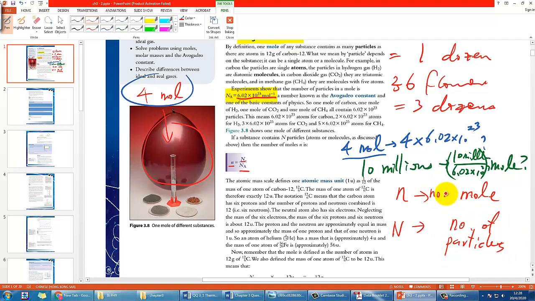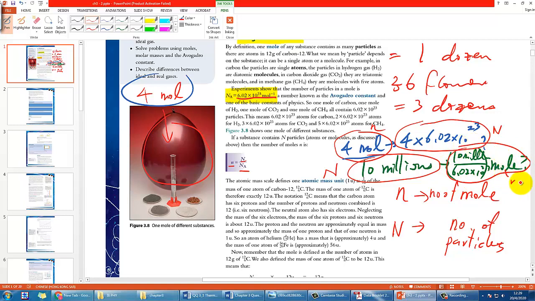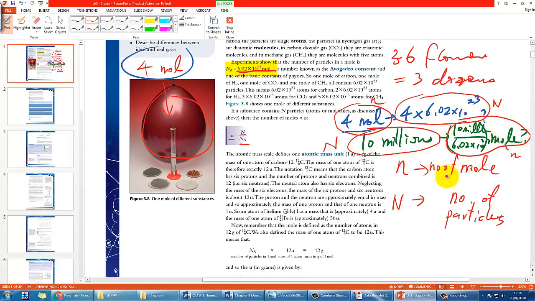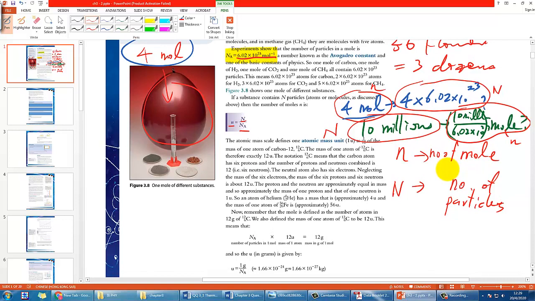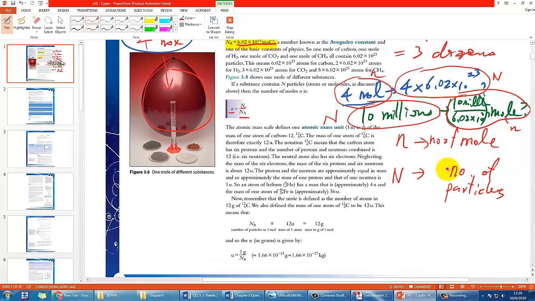Small n, number of moles; big N, number of particles; and the conversion is simply by multiplying or dividing by the Avogadro constant. Taking the example we set, 4 mole is the small n, and 10 million is the big N, and after you calculate this, it will be the small n. Okay, so this will be very useful for your presentation and also your calculation, so that you don't mess it up later on.